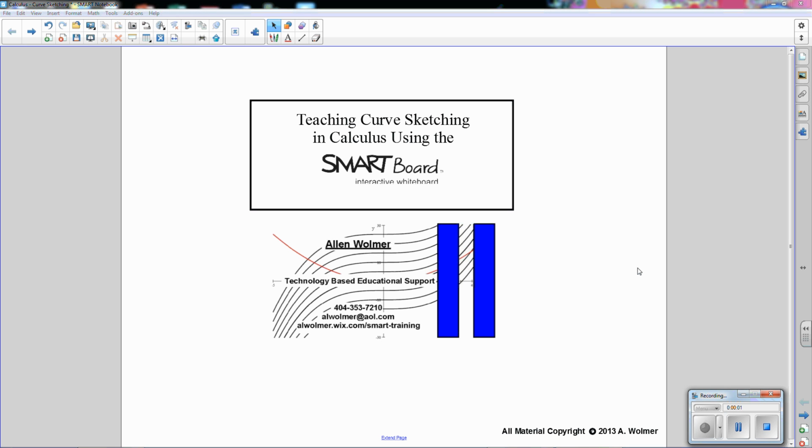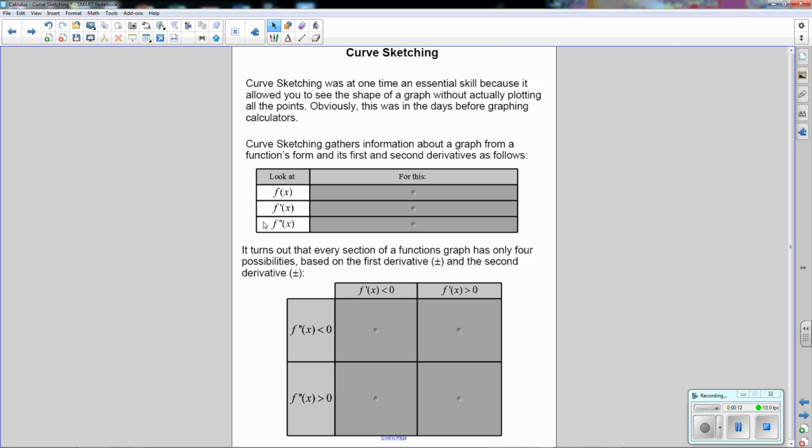This is Al Wolmer, and today's video is going to describe how to teach curve sketching in calculus using the Smartboard interactive whiteboard. On this first page, you see we have two tables with cell shades. These are features of Smart Notebook, and we're going to use these tables with cell shades to both engage our students as well as to organize the work involved in this process.